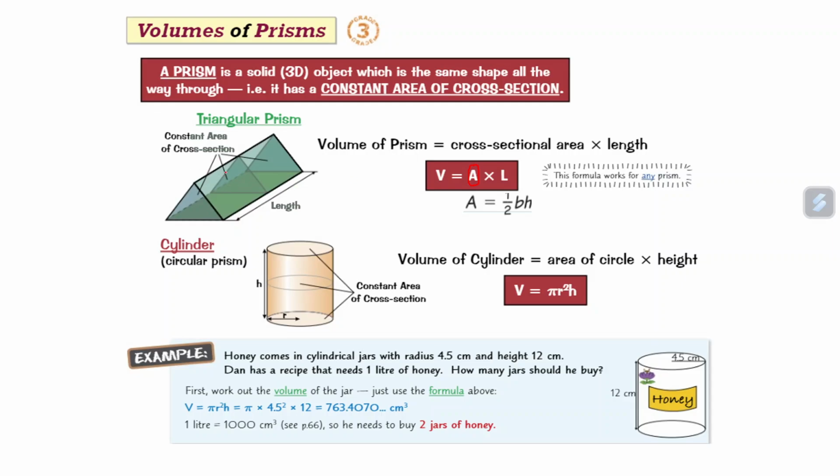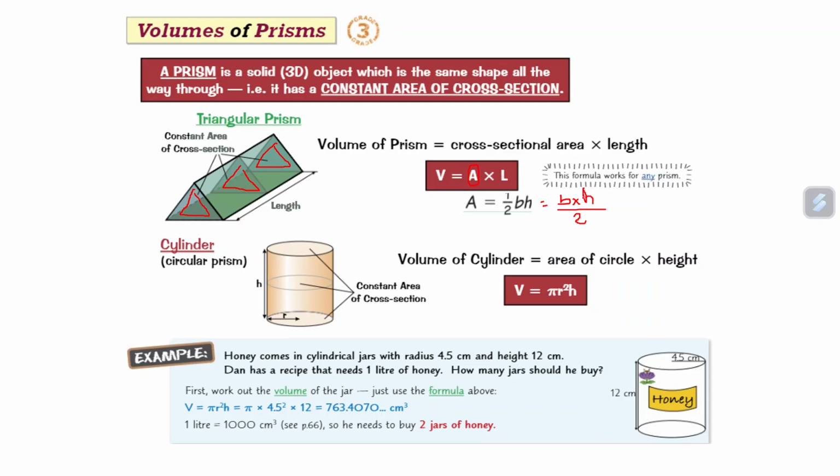You can see the cross-sectional area looks like a triangular shape. You can see it here. This is a triangle. And the question you ask yourself is what is the area of a triangle? The area of a triangle is half base times height, also known as base times height divided by 2.